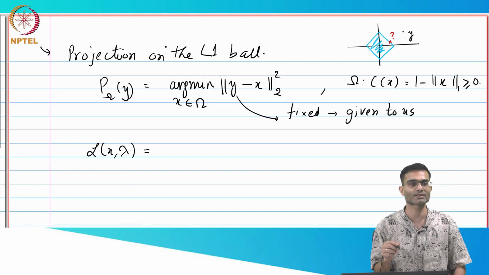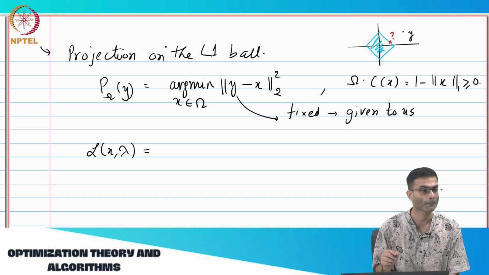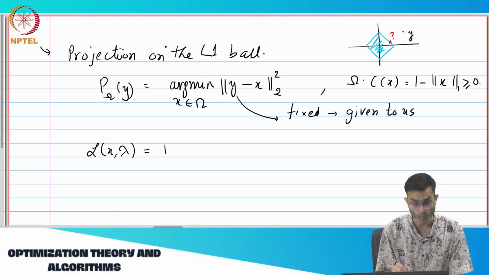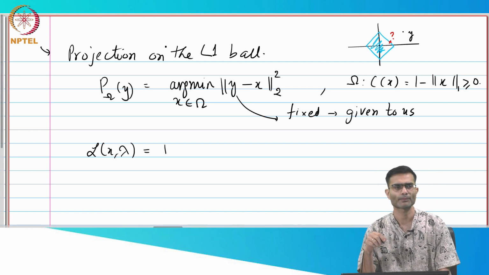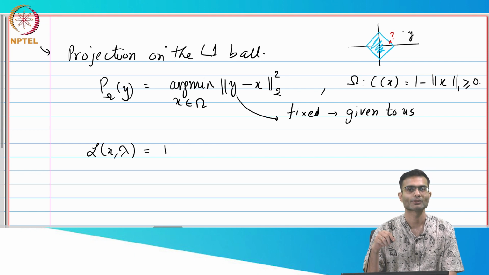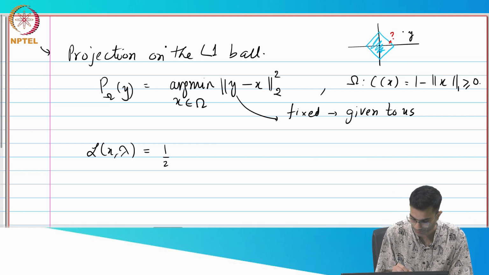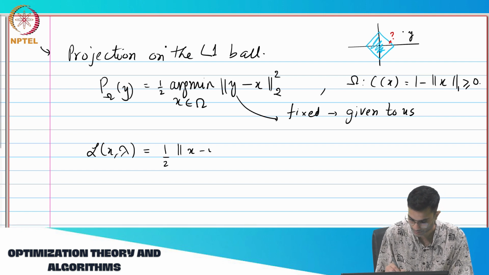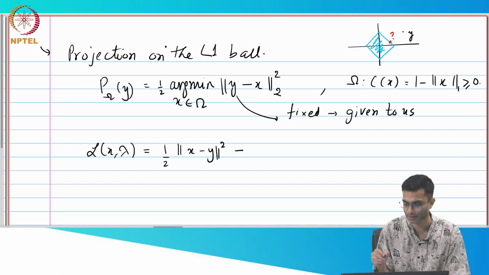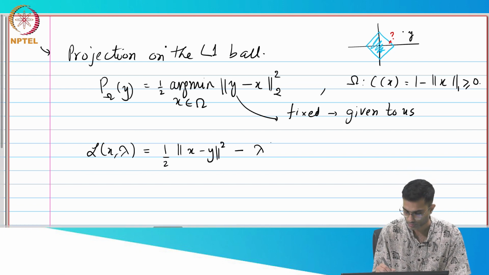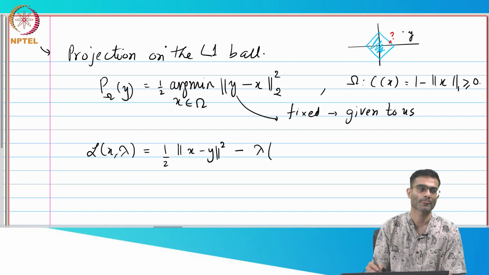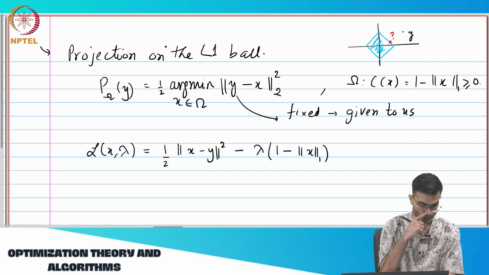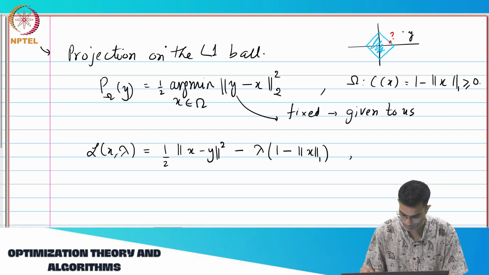So therefore the Lagrangian, what is the objective function? Mod, no. Why mod? We are not working with scalars anymore. Norm, L2 norm, right, half, because there was a 1 by 2 here, half of x minus y whole squared, minus, now comes the Lagrangian, what do I write? 1 minus the 1 norm of x, this is my Lagrangian.